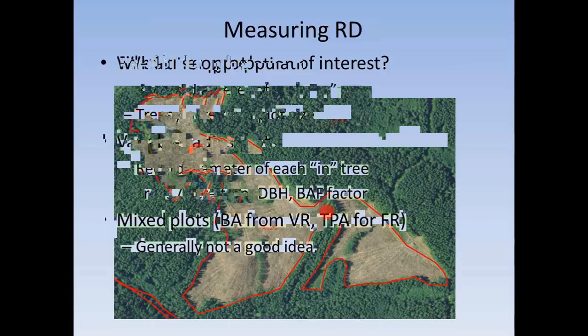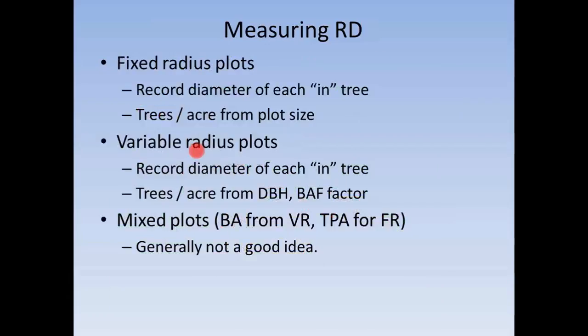So going back, thinking of plot locations, every point within the area of interest should have an equal chance of measurement. We can do that using a square grid or hexagonal grid. We have tools to do this in ArcGIS. And then measuring RD, we can use fixed radius plots where we record the diameter of each tree. We can even estimate the diameter of those trees, say to every 2 inches. And then we get the expansion factor, the trees per acre, from plot size. With variable radius plots, we also would want to record the diameter of each tree or estimate it. And then we get trees per acre from both the diameter and the BAF factor.